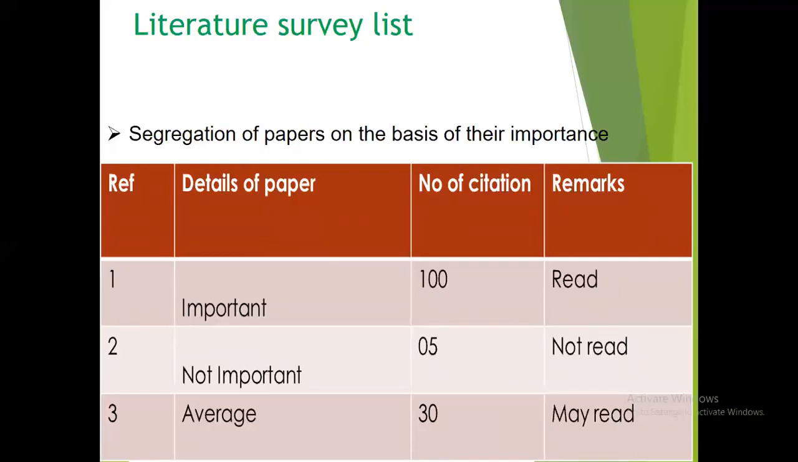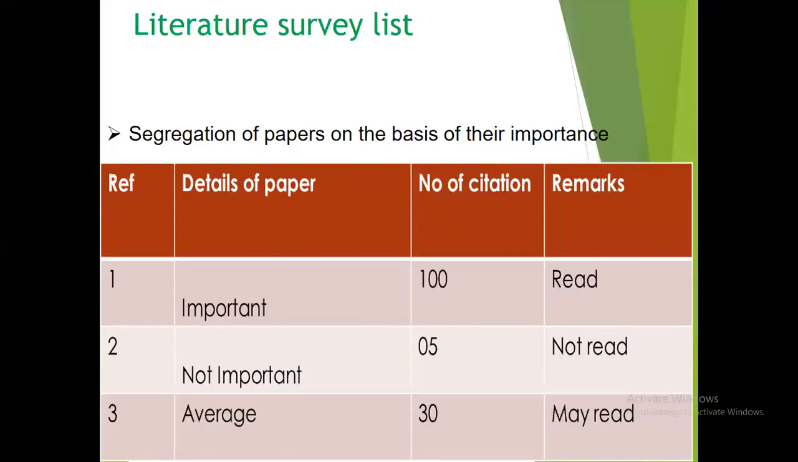Now you have to segregate the articles on the basis of their importance. On the basis of importance, you'll have to mark whether you will follow one, whether you will not follow one, and some articles you'll have to keep in a group, to go through if necessary. Now how to segregate them will completely depend upon the number of citations.